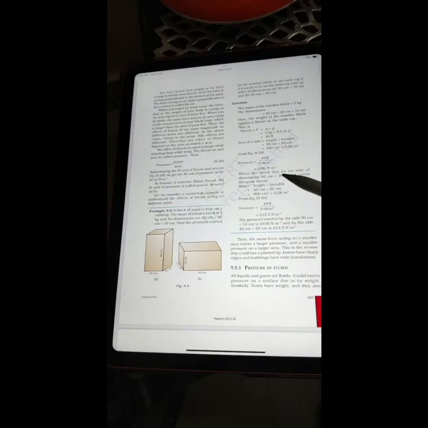When the block lies on its side of dimensions 40 by 20 centimeter, it exerts the same thrust. So area is equal to length into breadth. That will become 0.08 meter square. From equation 9.20, pressure is equal to 49 upon 0.08 meter square. So pressure will become 612.5 Newton per meter square. The pressure exerted by the side 20 centimeter by 10 centimeter is 2450 Newton per meter square, and by the side 40 by 20 centimeter is 612.5 Newton per meter square.